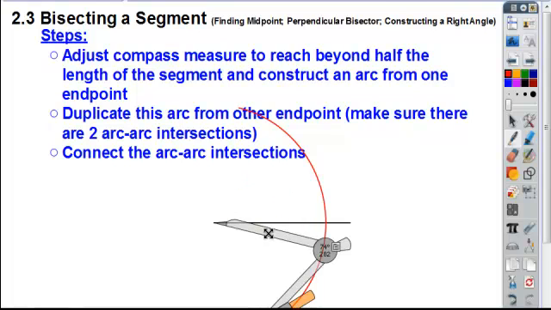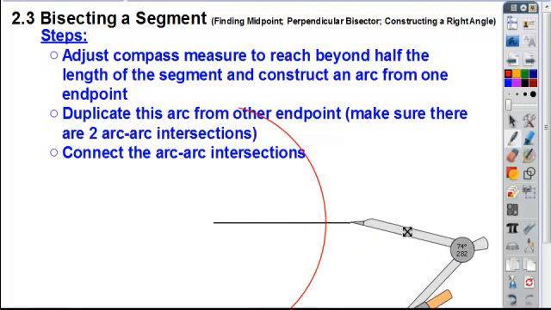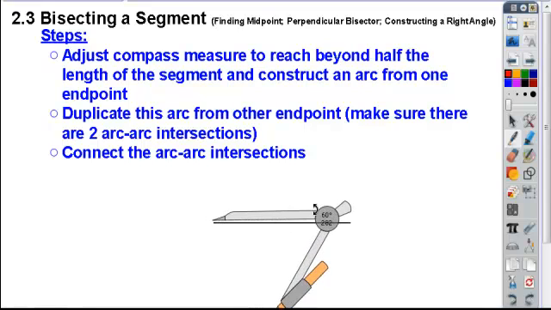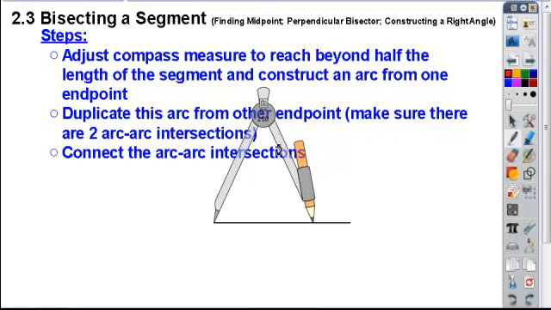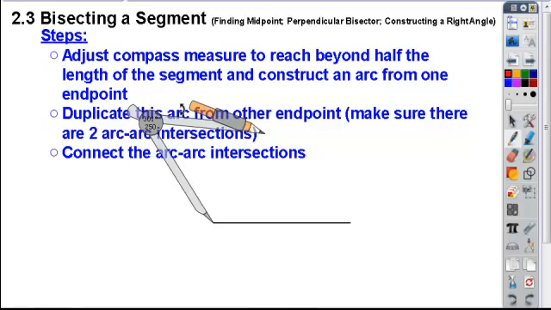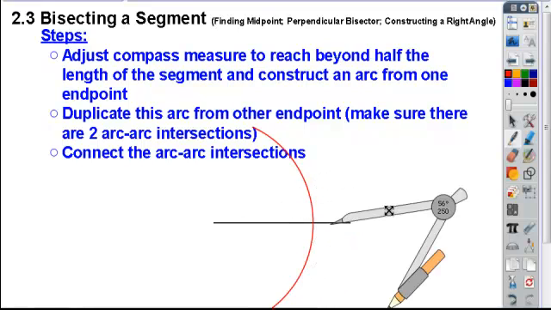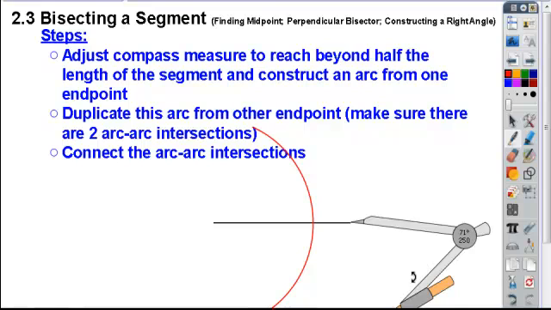Right, the next step is to keep your compass measure exactly the same, and you're going to duplicate this arc from the other endpoint. I'm going to reduce my compass here really quickly so you can see all the markings. All right, so I have my compass set to beyond half the length of my segment. I'm going to duplicate this arc in step 2 from my other endpoint. Again, without changing the compass setting at all, just keep it the exact same.